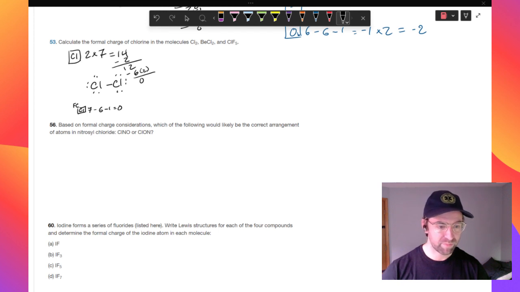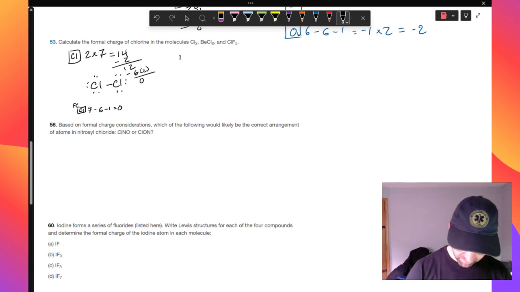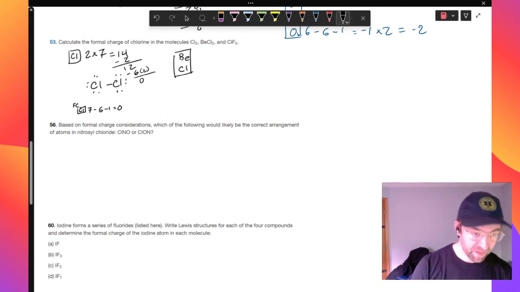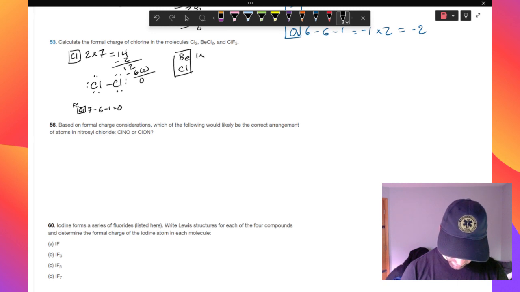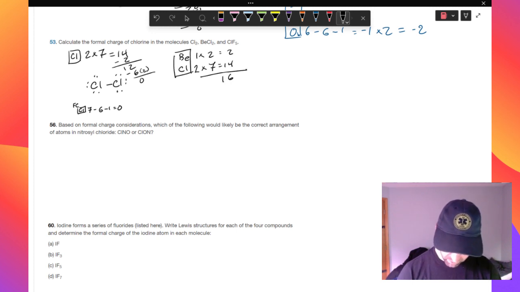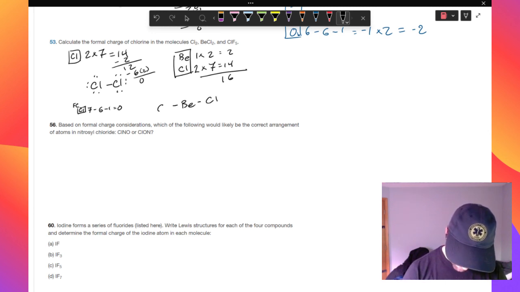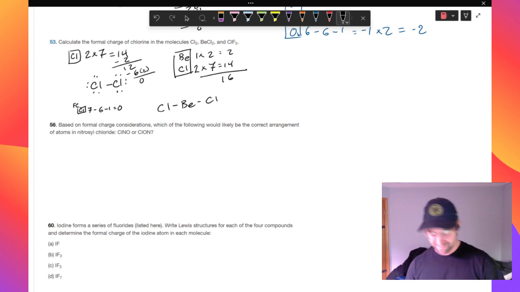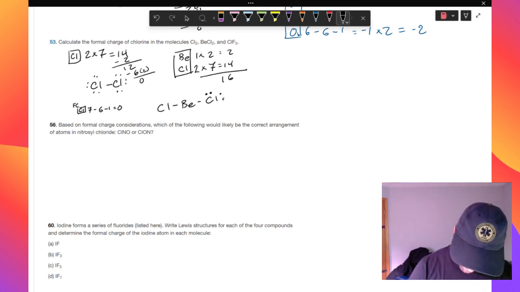Beryllium, where are you? Beryllium. Okay. Beryllium has 2 valence electrons to play with, and each chlorine has 7. So we have 16 total to account for. Let's just try this. Fill some octets.